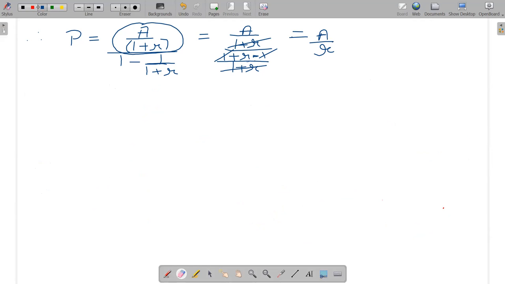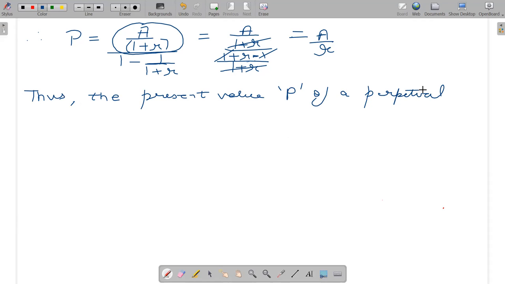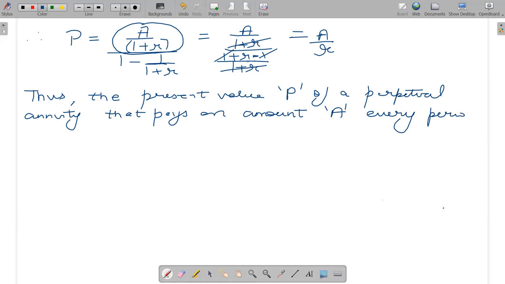I can write that thus: the present value P of a perpetual annuity that pays an amount A every period, beginning one period from the present, or I can say beginning at the end of the first period.